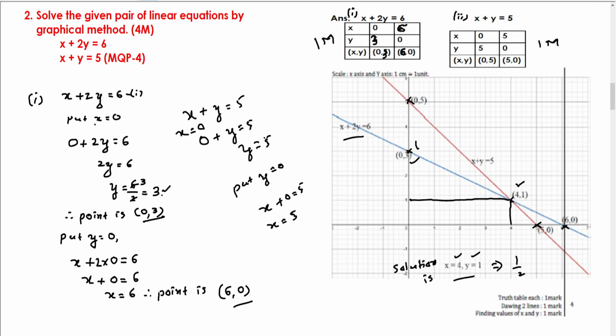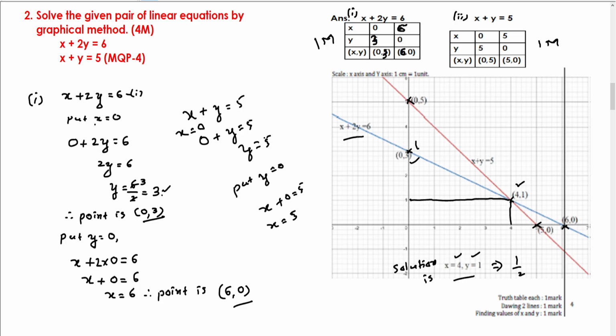Let us take another example. The problem is x plus 2y is equal to 6, x plus y is equal to 5. Let us prepare the tables now. x plus 2y is equal to 6. Put x is equal to 0. You get 0 plus 2y is equal to 6.